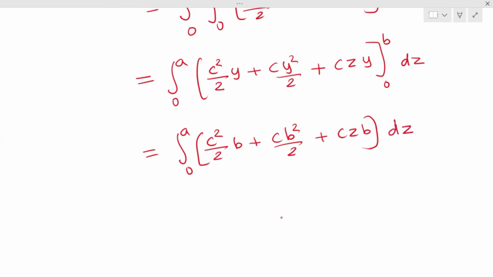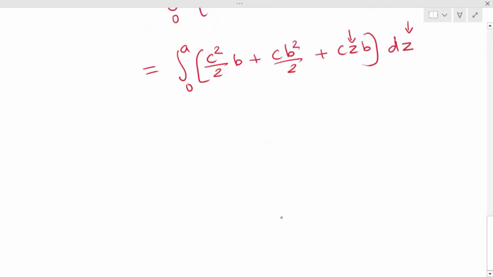Now we go to the last integration, that is the outermost integration with respect to z. See our function: this function has only the variable z. The remaining are all constants. The first term is c square b by 2, so the integration is c square b by 2 z. The second term c b square by 2 is constant, so the integration with respect to dz is z. The third term, c b, write as it is. Its z integration is z square by 2.